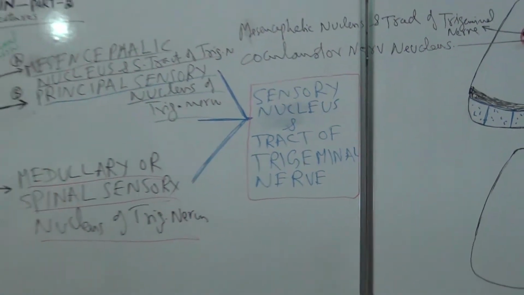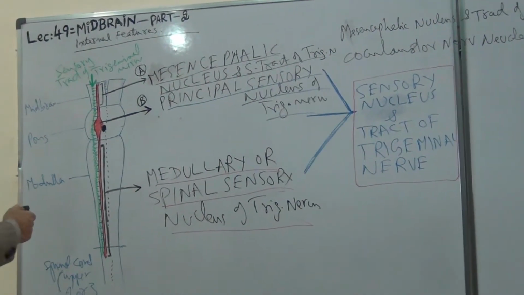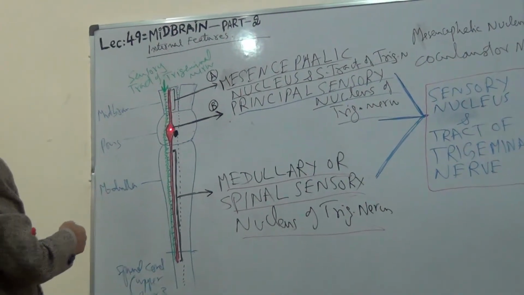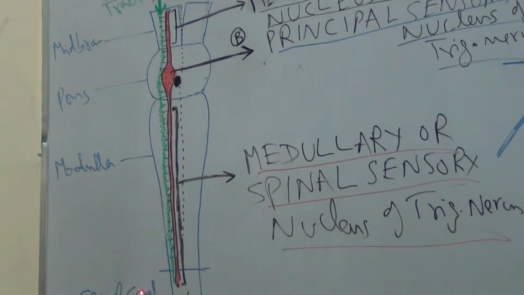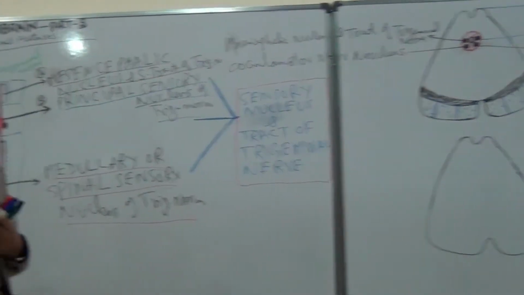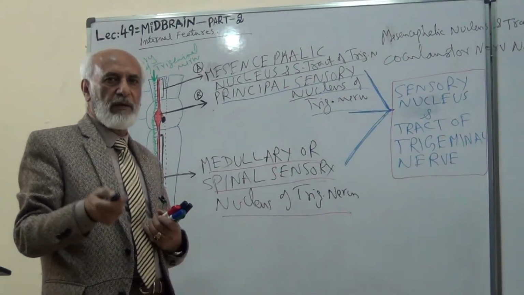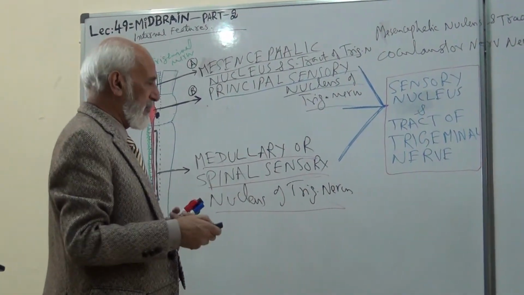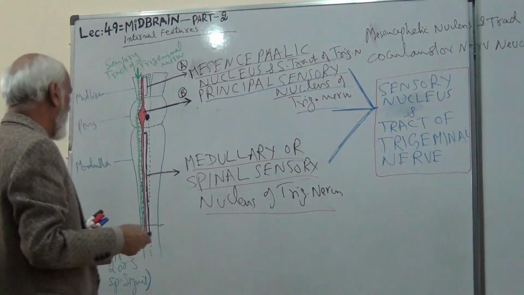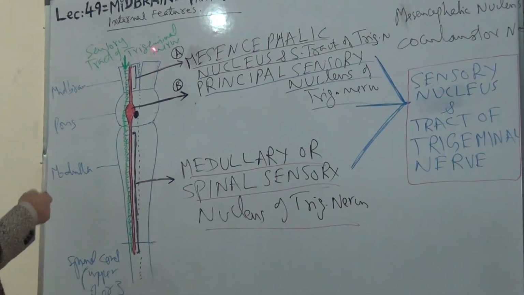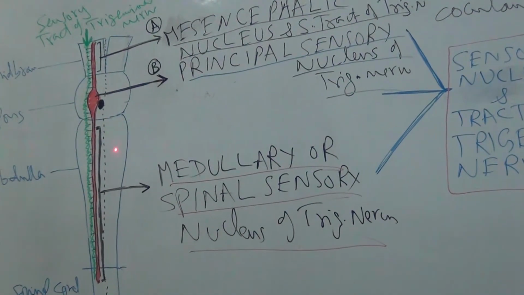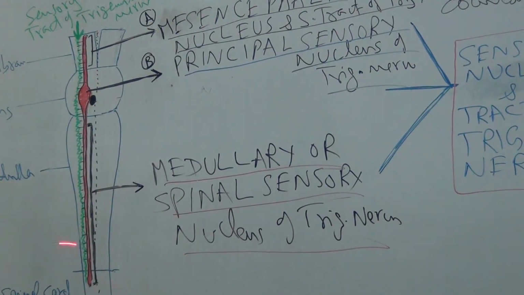So because the sensory nucleus of trigeminal nerve is located at all levels of the midbrain, pons, medulla oblongata and upper 2 or 3 segments of the spinal cord, this nucleus will be present in cross sections of these regions. Now I have shown the sensory nucleus and tract of trigeminal nerve on one side, and parallel to it will be the other side, which is not shown in the diagram.